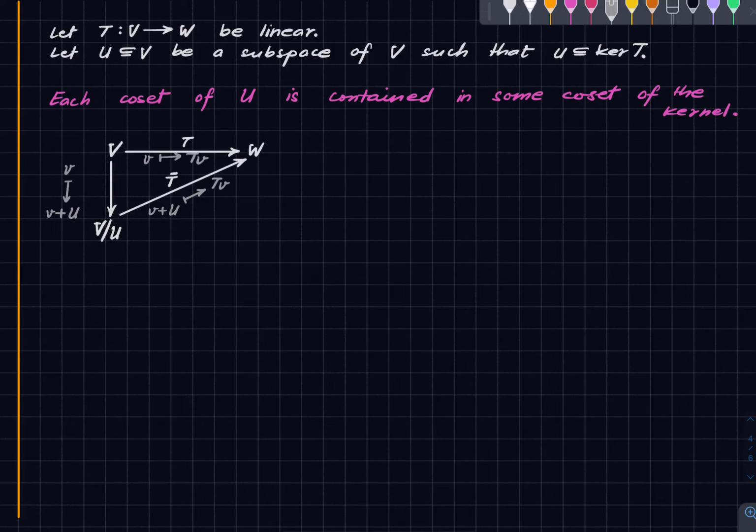That's it. That is the more general version of set theoretic quotienting. More general version of the first isomorphism theorem. This is not necessarily an injective map. This will be injective if and only if U is equal to the kernel of T.